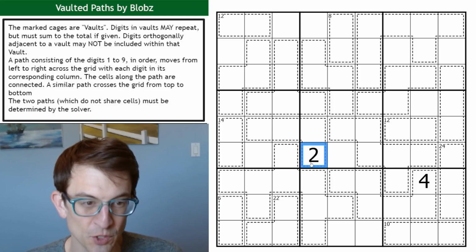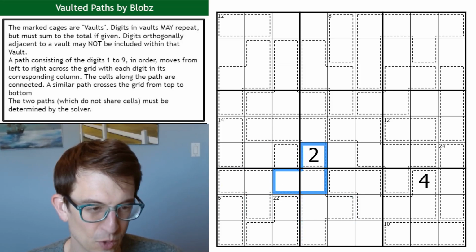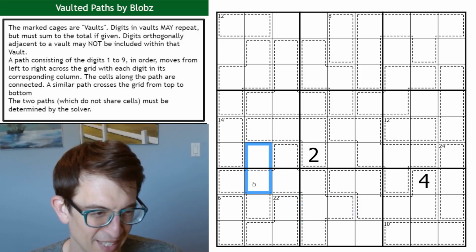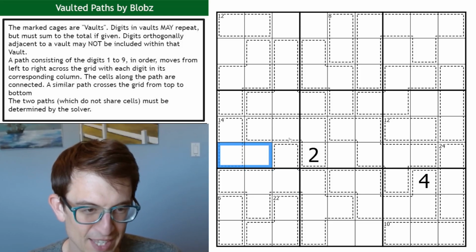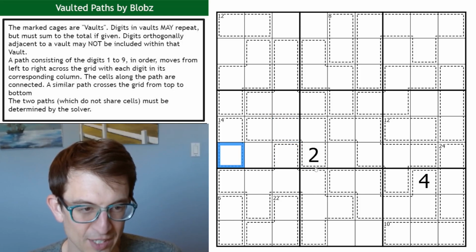So for example, this 2 is not going to show up anywhere in this vault because it's orthogonally adjacent to the vault. So it's almost like an inverse cage kind of thing, but not quite. It's just if it's just outside the cage, it can't also be inside the cage. So no digits will be both in the cage and on the border of the cage.